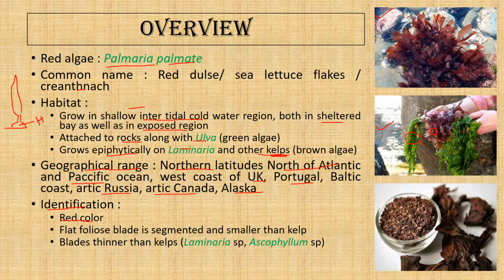Then its blade is flat, foliose and segmented. Here I have drawn a plain blade, but the actual one is fragmented. The blade will be just fragmented, like we see in the very first picture on the right side, which shows a fragmented structure. So the leaf blade should be fragmented and much smaller and thinner than the kelp.